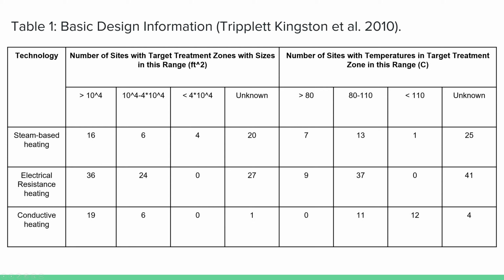Whereas 1/3, or 7 of 21, of the steam applications were operated at temperatures less than 80 degrees Celsius, and about half of the conductive heating applications were operated at temperatures greater than 110 degrees Celsius. The takeaway from this part of the data table is that conductive heating technologies operate at much greater temperatures than do the steam-based heating techniques and the resistance heating techniques, which typically operate in ranges of 80 to 110 degrees Celsius.